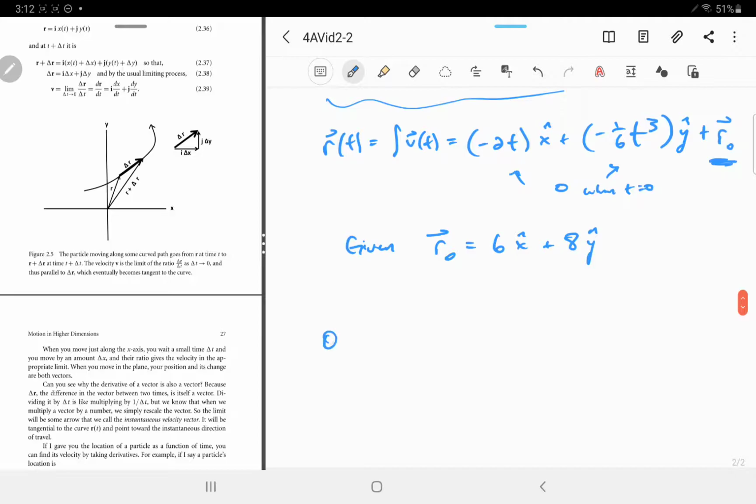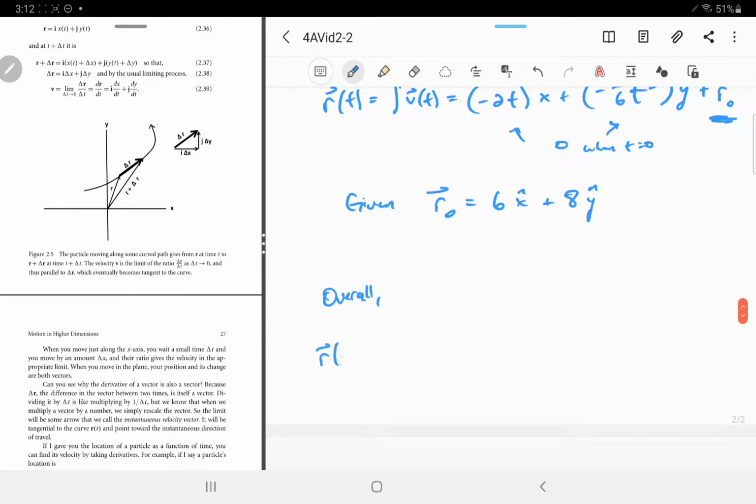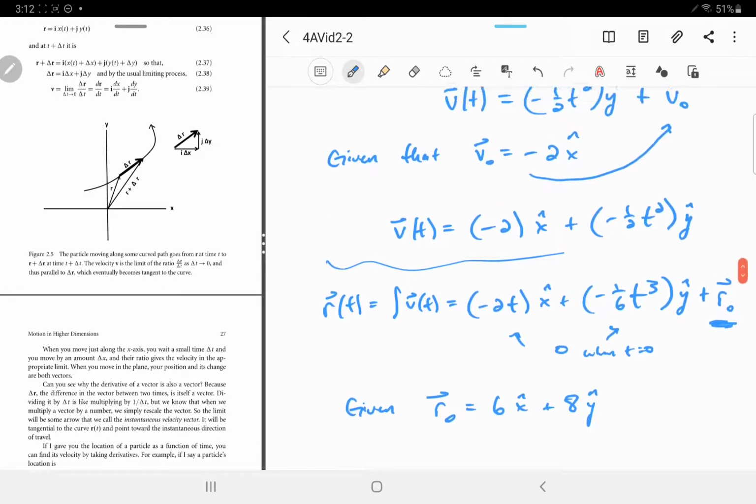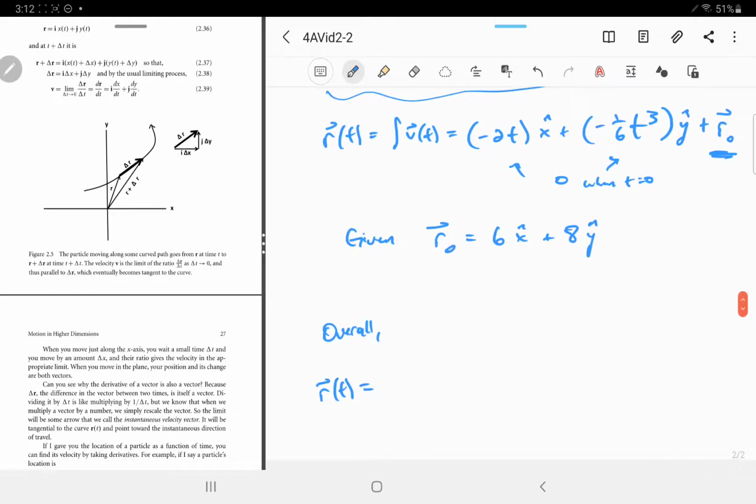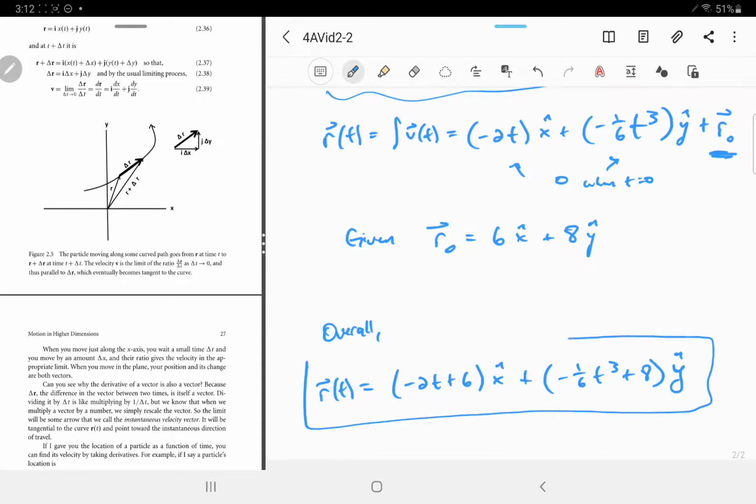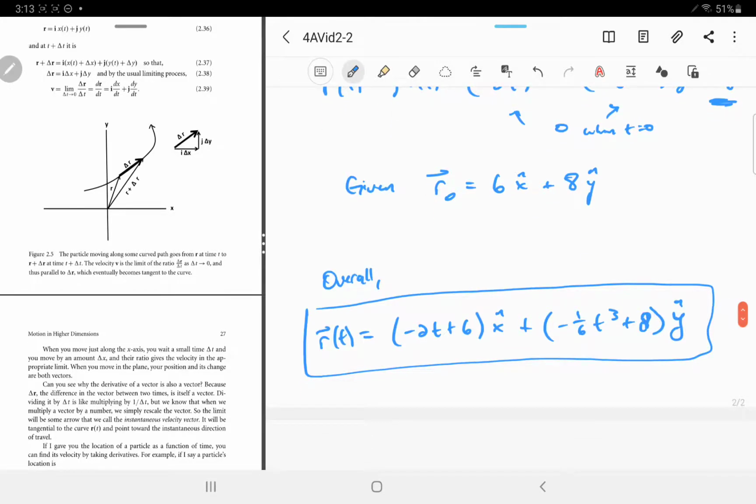Okay, so overall, we have r as a function of time. R as a function of time gets to be pretty long, right? Minus 2t, and then plus the constant piece, plus 6 x hat, plus negative 1/6 t cubed, plus 8 in the y hat direction. Okay, we still haven't solved our problem, but this is going to tell us where the particle is at all times. So the problem should be pretty easy now that we know this, right? So the integration part is harder than derivatives just because you need to take into account constants of integration, which have some interpretation in physics now.